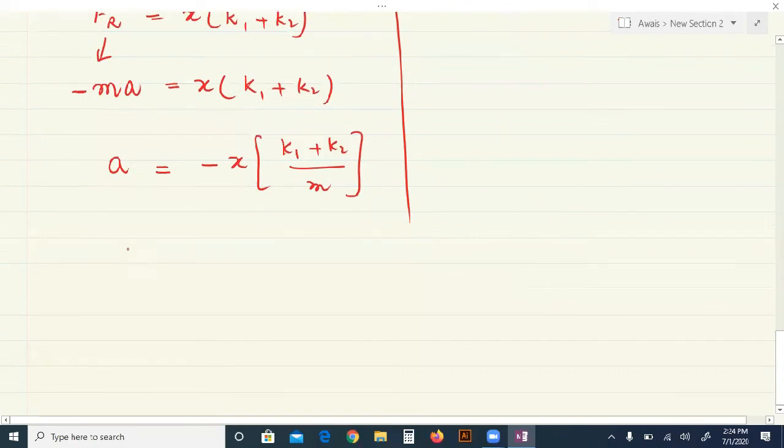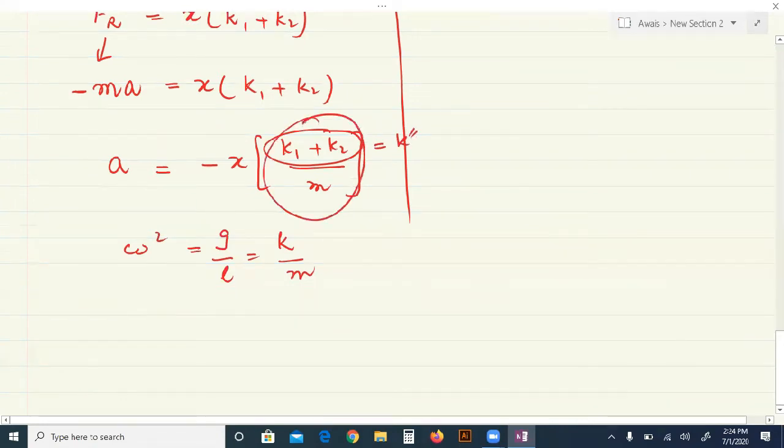And we have seen that omega square is either g over L or K over M. So this portion, K1 plus K2, is definitely another K. So this K over M is omega square. So we can write a is equal to minus x omega square. Look, K1 plus K2 will remain K.